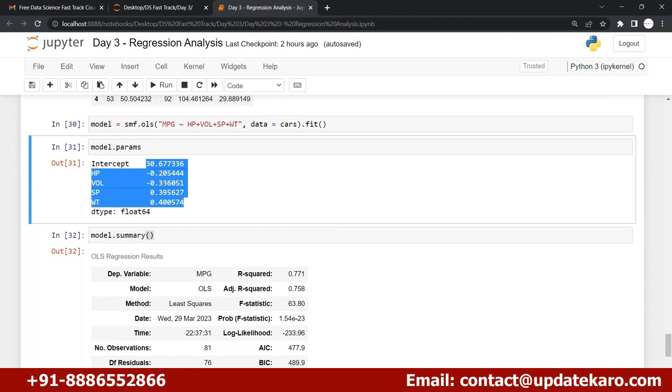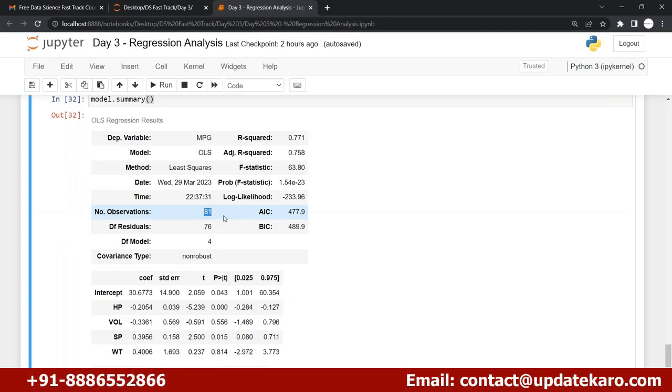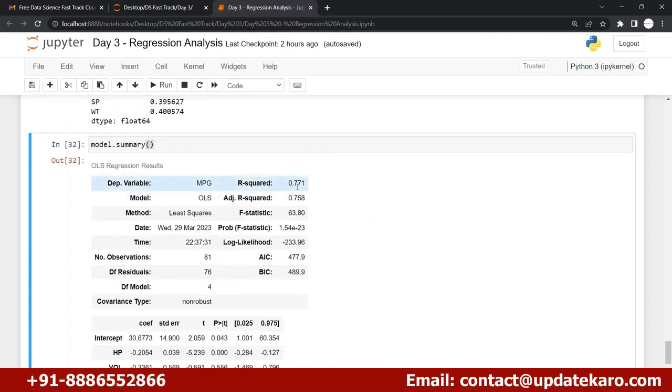Beta naught, beta 1, beta 2, beta 3, beta 4, total 5 parameters are there. And how many observations are there in total? 81 observations. So 81 minus 5 parameters, which is nothing but 76. This is the degrees of freedom for the residual. The R square value here is 77.1%.